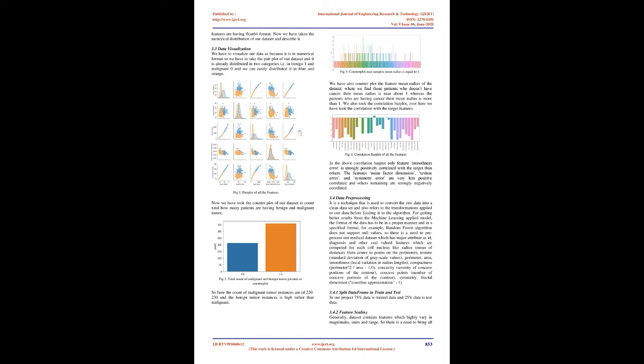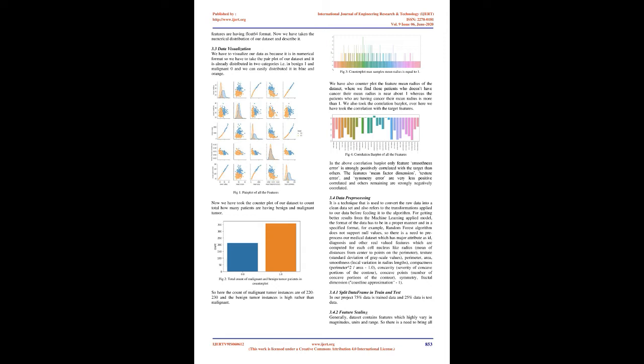So the keys and values that we have, we combine the data and target to make the data frame. It is because without a data frame we cannot apply the machine learning algorithm, and by using the feature_names and target we have given the column names and then we store that into a file, so that it can help us in future purposes. Now we have checked our dataset's information and there are no null values, all the features are having float64 format. Now we have taken the numerical distribution of our dataset and described it.